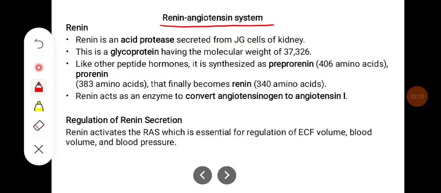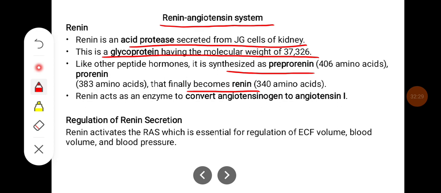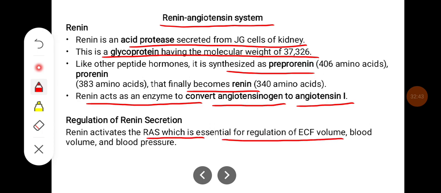Renin-angiotensin system. Renin is an acid protease secreted from the JG cells of the kidney. This glycoprotein has a molecular weight of around 37,000. Like other peptide hormones, it is synthesized as preprorenin, which finally becomes renin. Renin acts as an enzyme to convert angiotensinogen to angiotensin 1. Renin activates the renin-angiotensin system, which is essential for regulation of ECF volume and blood pressure.